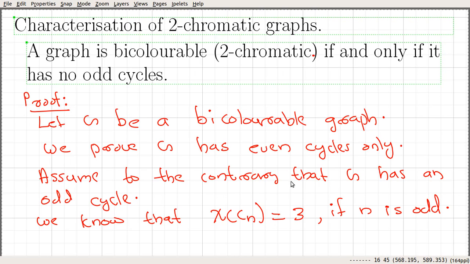And we are assuming that G has an odd cycle. So this particular graph G has a cycle Cn, where n is odd, as a subgraph. And we know that the chromatic number of a graph is always greater than or equal to the chromatic number of a subgraph. So this is at least 3, if n is odd. It is 3.